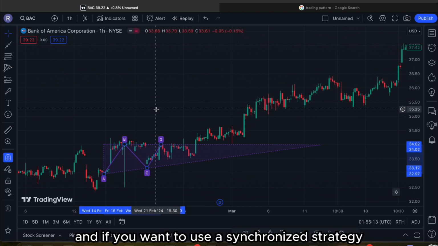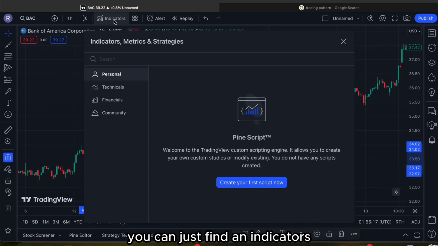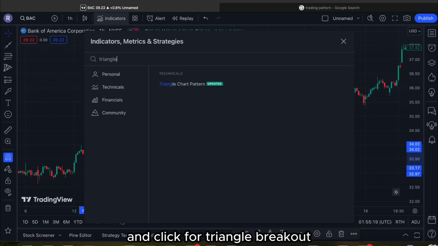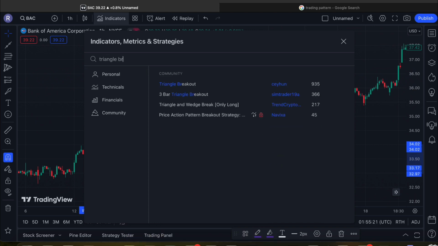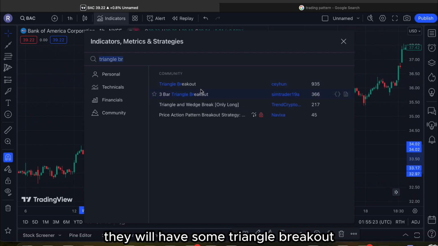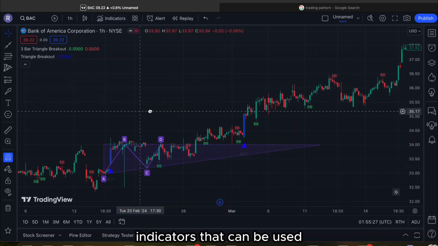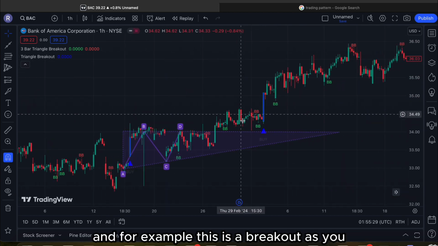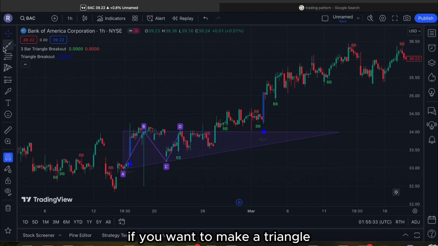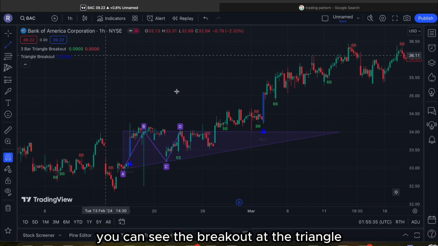And if you want to use a synchronized strategy, you can just find indicators and type for triangle breakout. So basically they will have some triangle breakout indicators that can be used. And for example, this is a breakout. If you want to make a triangle, you can see there are breakouts at the triangle.